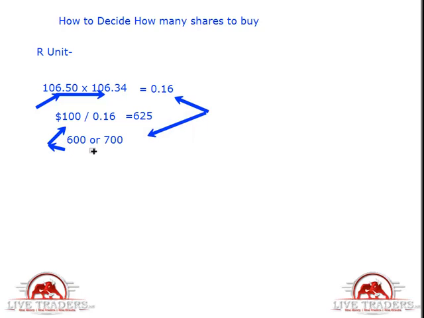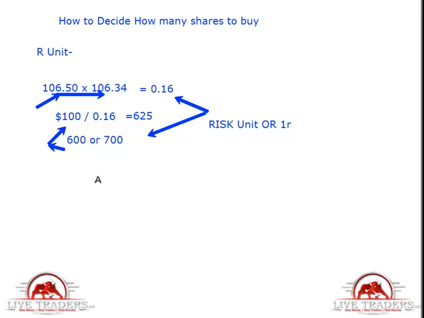So now you've already predefined your loss. When you get into a trade, you will always know what you're going to lose. How powerful is that for newer traders, right? Because a lot of newer traders get in and they don't even know what they're going to win or lose. Now you know. So this $100 is your risk unit, or 1R.